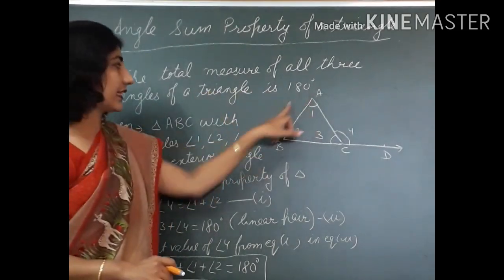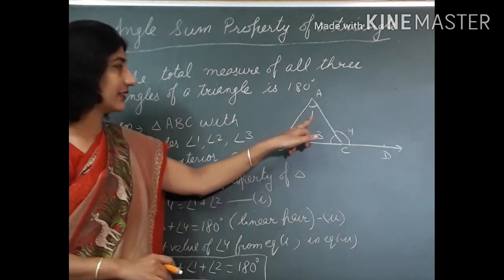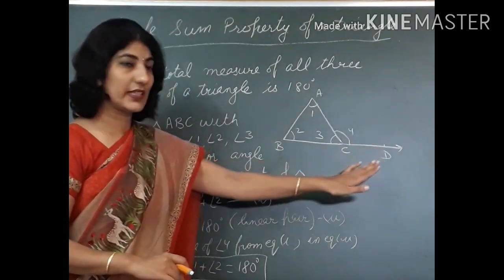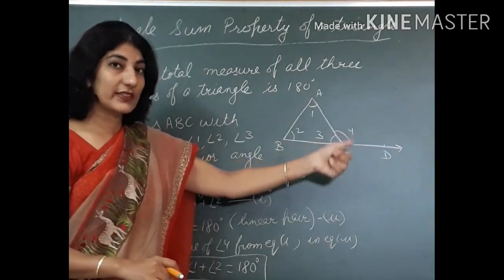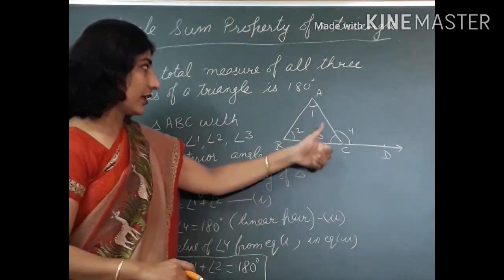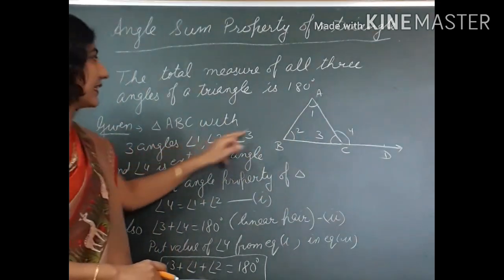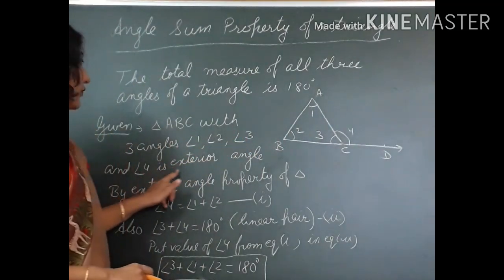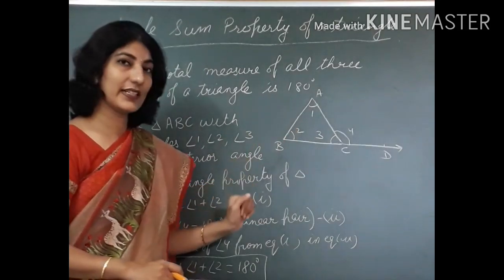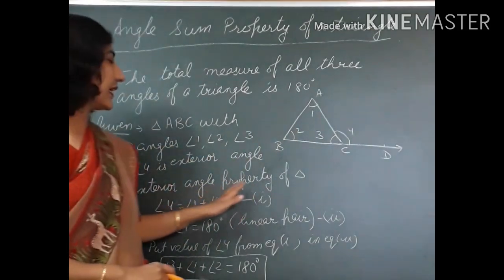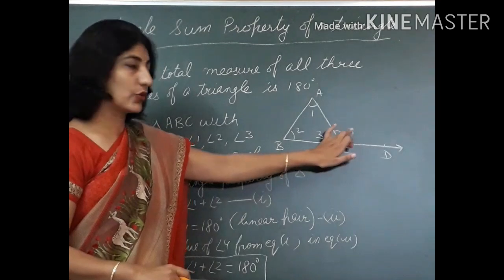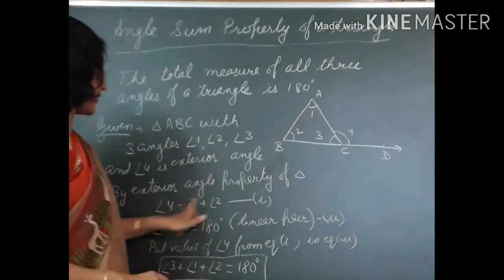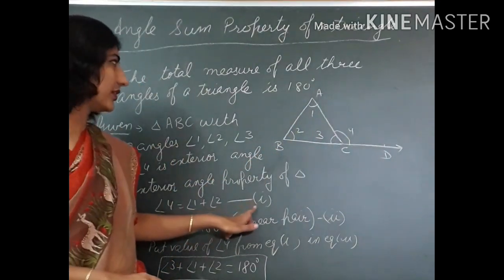Here I have drawn a triangle ABC in which I have marked the three angles, angle 1, angle 2, angle 3. And I have produced this side BC to D and marked this angle, angle 4, which is the exterior angle of this triangle. So it is given that a triangle ABC with three angles, angle 1, angle 2, angle 3 and angle 4 is the exterior angle of this triangle ABC. Now by exterior angle property of the triangle, this angle 4 is equal to the sum of interior opposite angles, that is angle 4 equals angle 1 plus angle 2. I have written this as equation number 1.